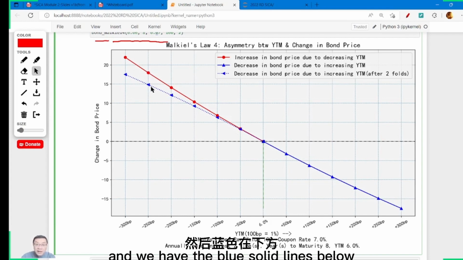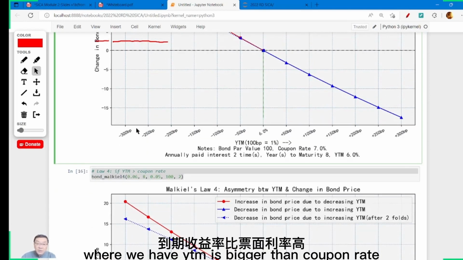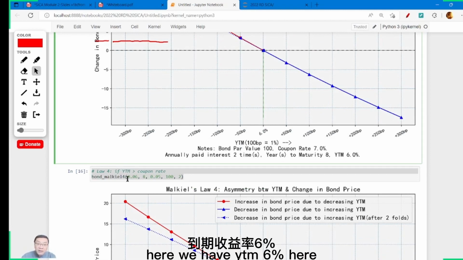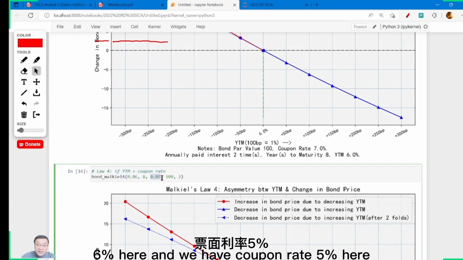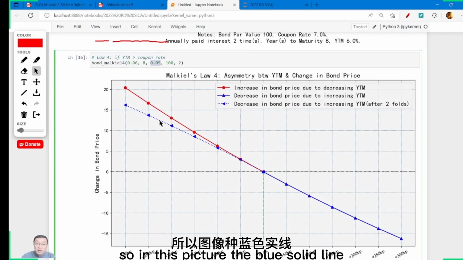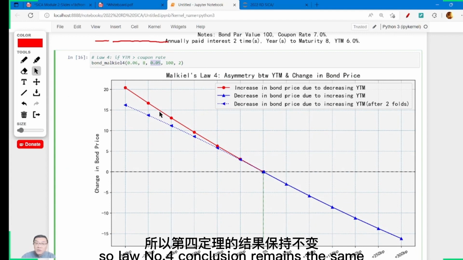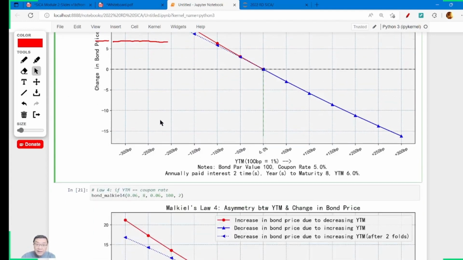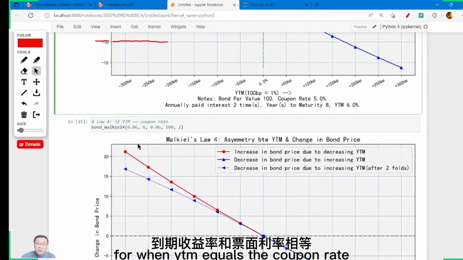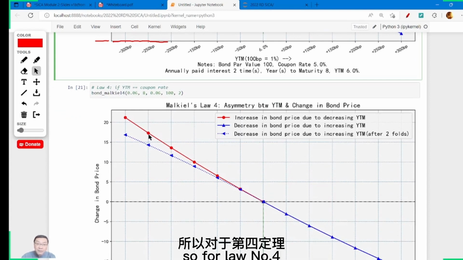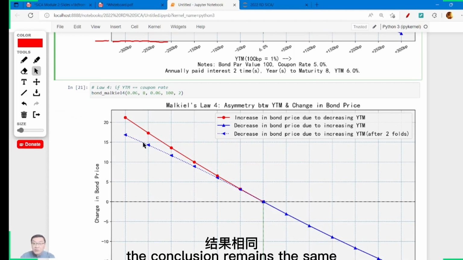And we have the blue dotted line below the red solid line. Then let's look at the second situation where YTM is bigger than coupon rate. Here we have YTM 6% and coupon rate 5%. So in this picture, the blue dotted line is still lower than the red solid line. So the law number 4 conclusion remains the same. Next, the third situation in law 4, when YTM equals coupon rate. Well, the situation is the same. So for law number 4, whatever the relationship between YTM and coupon rate, the conclusion remains the same.